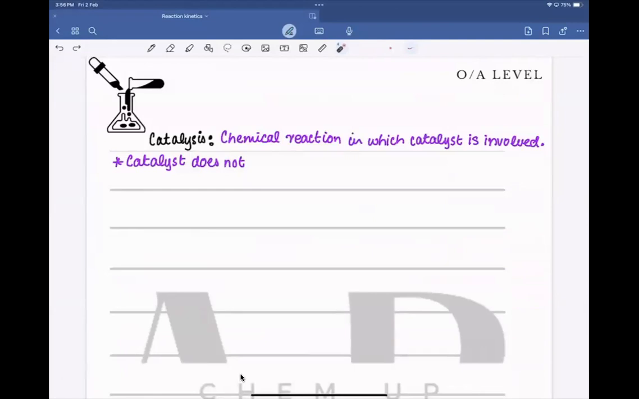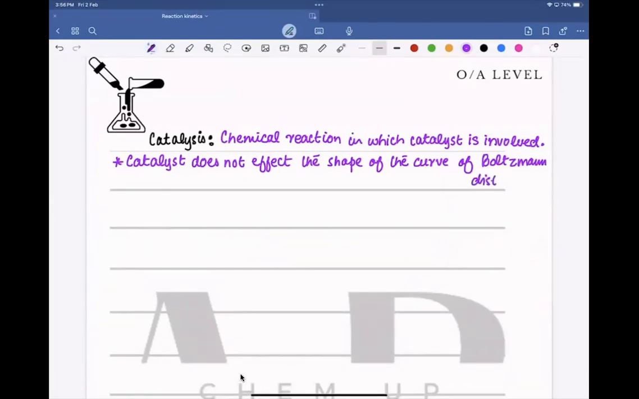Right, sir. So a catalyst does not affect the shape of the curve of the Boltzmann distribution.